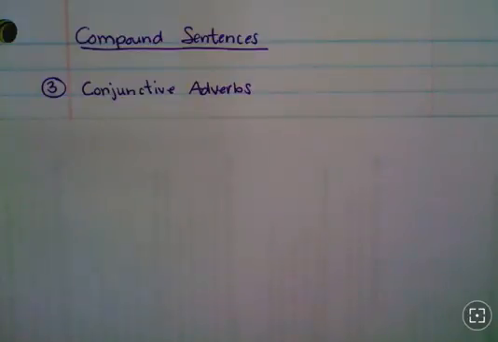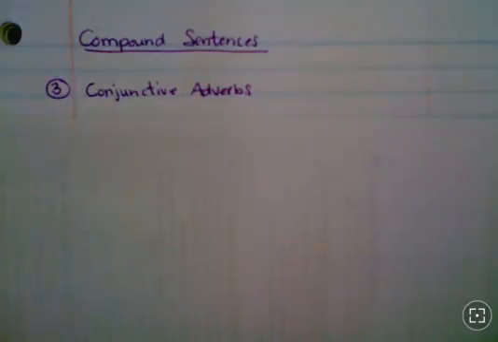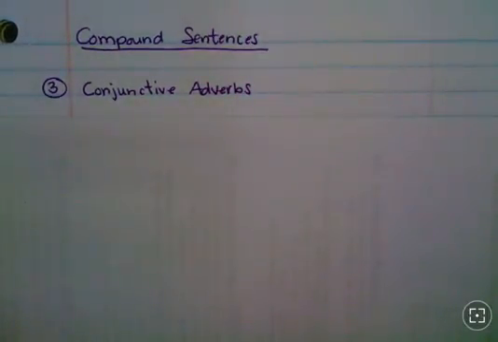All right, so now we're going to look at one last type of compound sentence. Remember that compound sentences join two independent clauses together with some type of glue. Independent clauses are complete sentences that have a subject, verb, and a complete thought. In this case, our glue is going to be a conjunctive adverb.